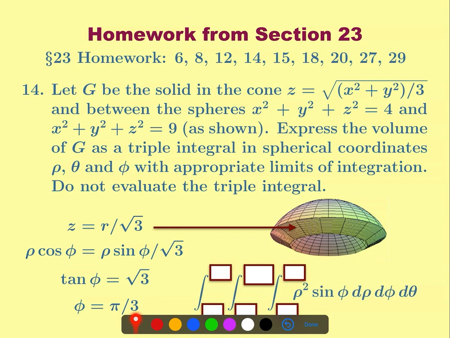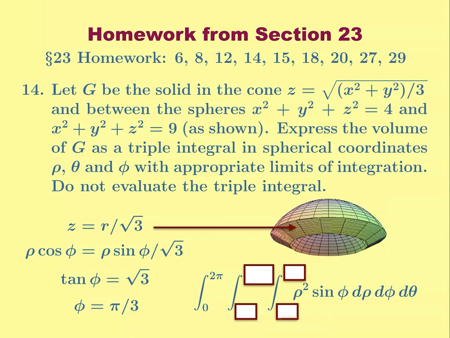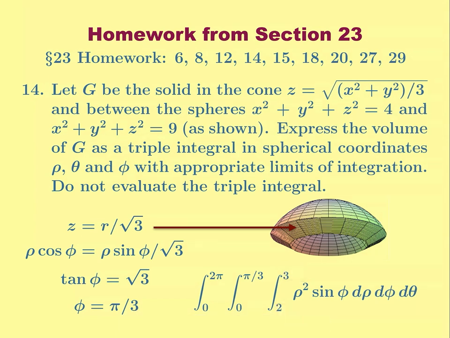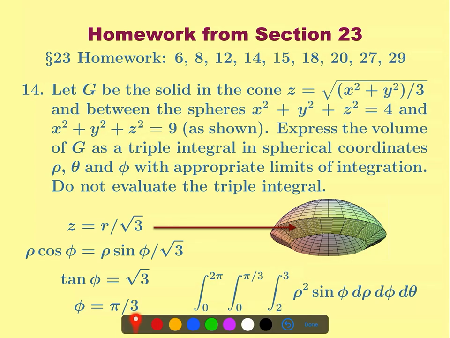So again, theta goes from 0 to 2 pi. Phi goes from 0 to the pi thirds we computed. And rho goes from 2 to 3. And again, we're integrating rho squared sine phi d rho d phi d theta. That's just the dv. So we have 1 dv. We're getting volume. So that's the answer to that question. And let's go on to the next one.